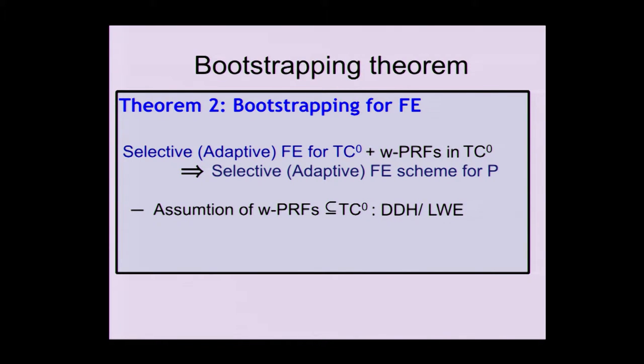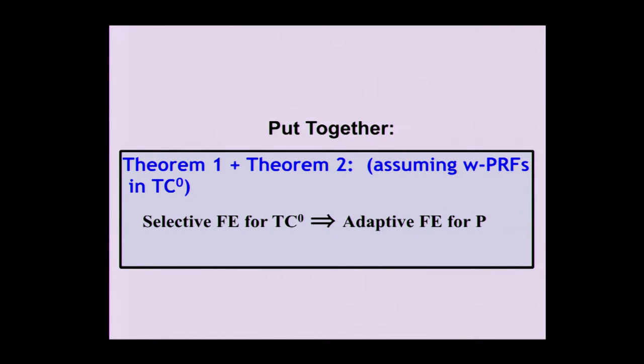I should also mention that the transformation works for the adaptive setting as well. And this transformation works both in the public key setting and the private key setting. So now combining both these theorems, we get adaptive FE for all polysized circuits, starting from selective FE for TC0.